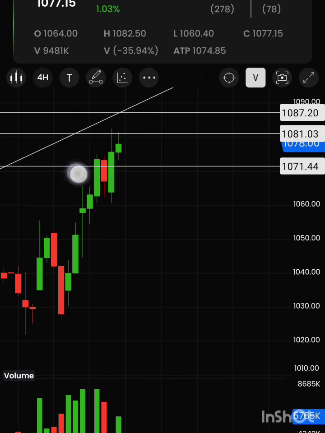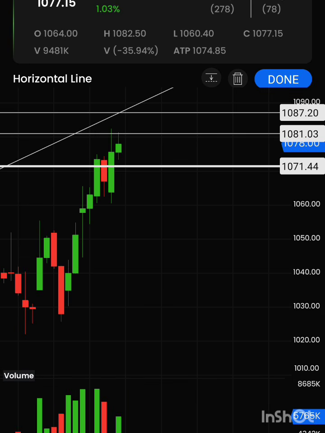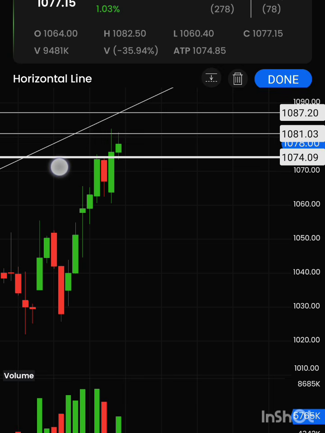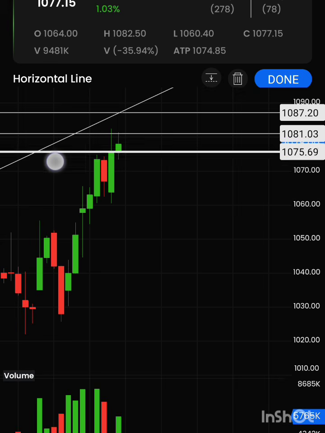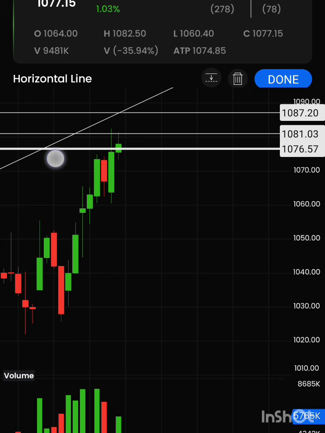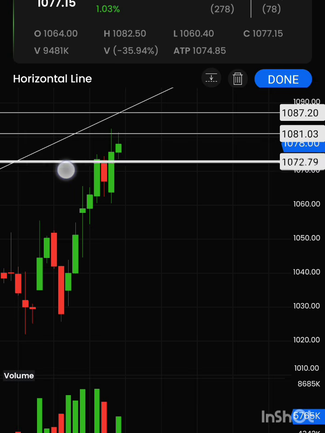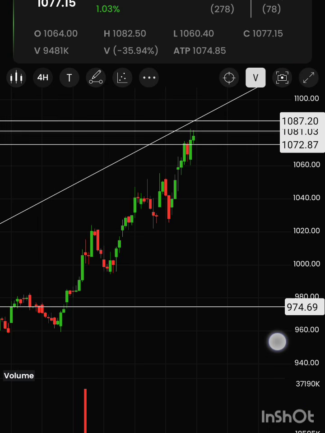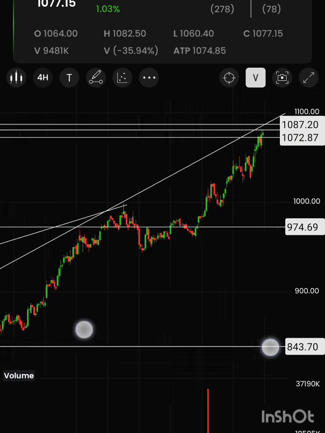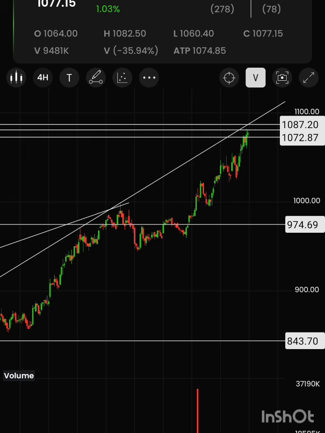The support will come here around 1072 range. If you are taking any position above this 82, then you can reduce your stop loss to like 1074 or something, but the risk reward is not much good. So reduce some stop loss around 77 or 76 on the basis of this entry, but the resistance will come around 1087 to 88 range. So that's it for SBIN.